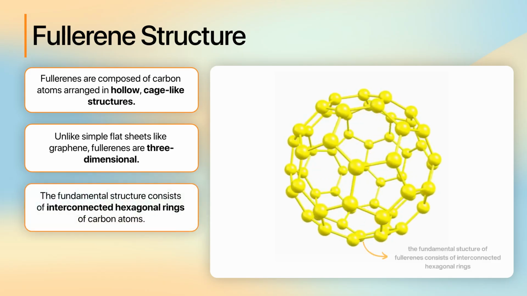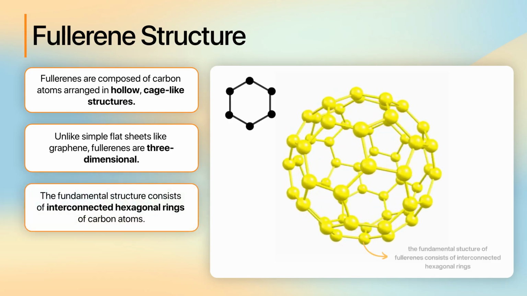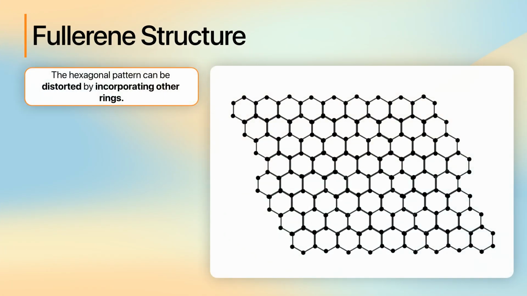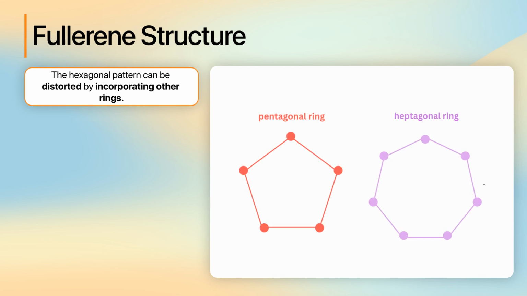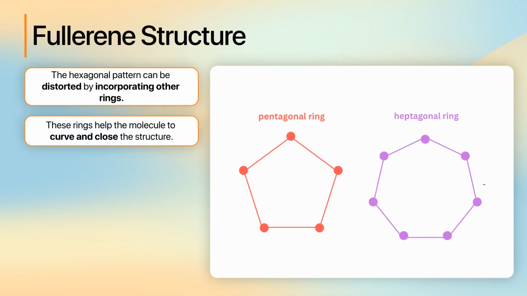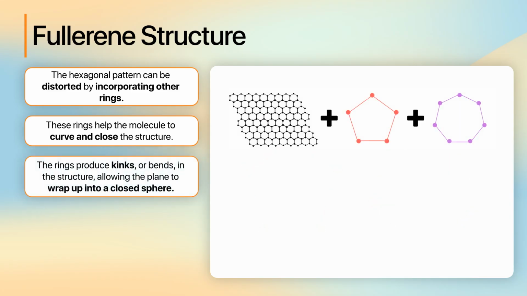The fundamental structure of fullerenes consists of interconnected hexagonal rings of carbon atoms, much like a honeycomb. Now, in fullerenes, this hexagonal pattern can be distorted by incorporating other types of rings, specifically pentagonal rings with 5 carbon atoms and heptagonal rings with 7 carbon atoms. These additional rings help the molecule to curve and close the structure. They introduce kinks, or bends into the structure, allowing the plane to wrap up into a closed hollow sphere, leading to a variety of shapes and sizes.